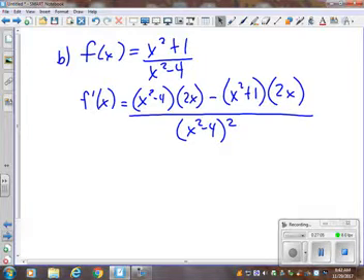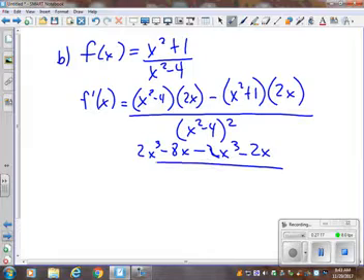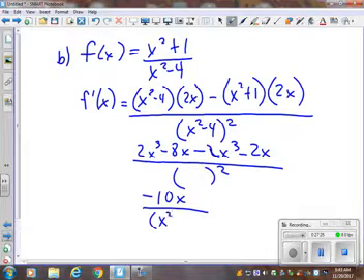All right, so 2x to the third minus 8x minus 2x to the third minus 2x, all over our denominator squared. The cubics are going to drop out, so I have negative 10x over x squared minus 4.